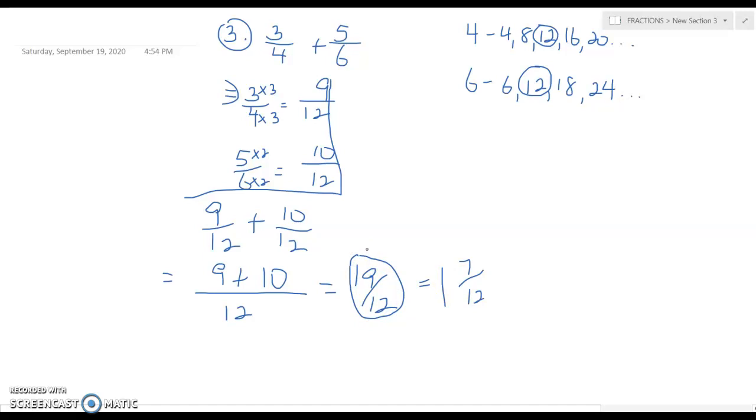If you have a question where they specify that you change it to a mixed number, you have to change it, right?